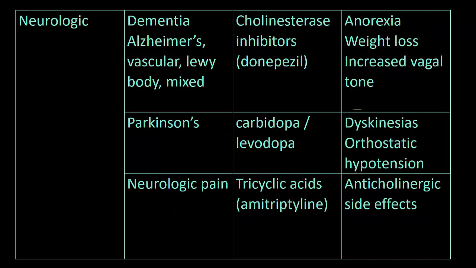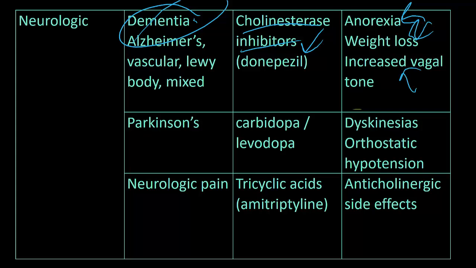Next we'll move on to chronic neurological diseases. Dementia is very common in the elderly. Many of these patients are on cholinesterase inhibitors, such as donepezil. This medication can have side effects even if taken properly, causing weight loss, anorexia, and increased vagal tone. Increased vagal tone can cause presyncopal episodes and ultimately will lead to falls.